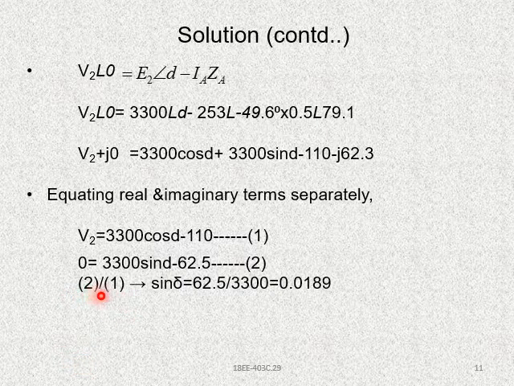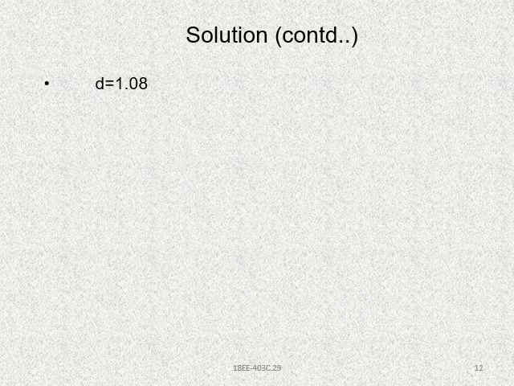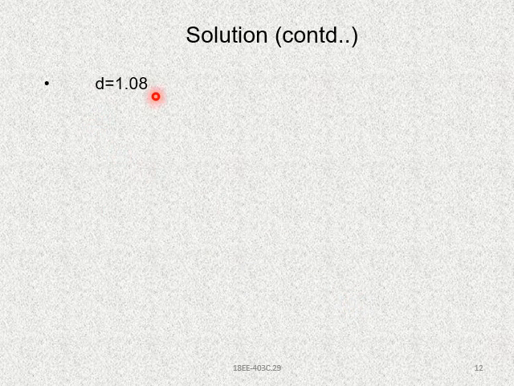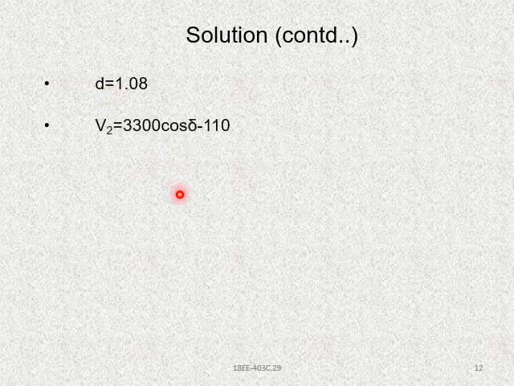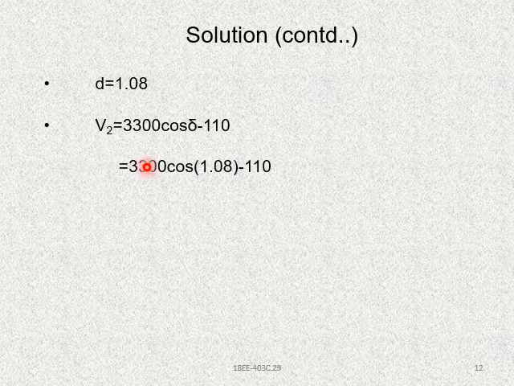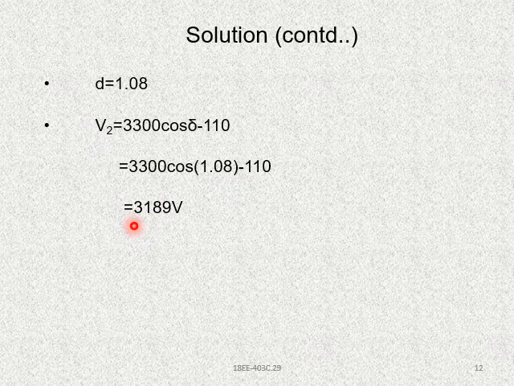Now dividing equation 2 by 1, we'll be getting tan D is equal to 62.5 by 3300, which is equal to 0.0189. D is equal to, if we just take the inverse, then we'll be getting 1.08 degrees. And now V2 is equal to 3300 cos D minus 110. Now substituting the value of D in it, we'll be getting the value of V2 as 3189 volts.